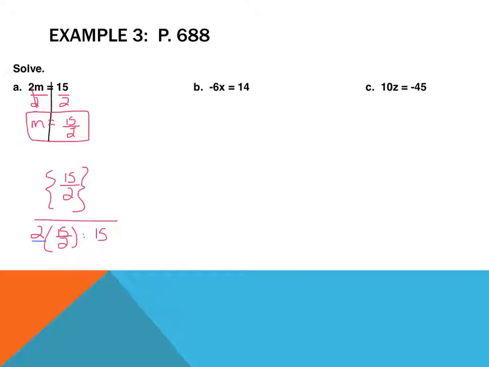Okay, now if I wanted to check it, I would write 2 times 15 over 2 equals 15. Remember, 2 as a whole number can be written as 2 over 1. So if I cross reduce, then I have 1 times 15 is 15 over 1 equals 15, which is a true statement.